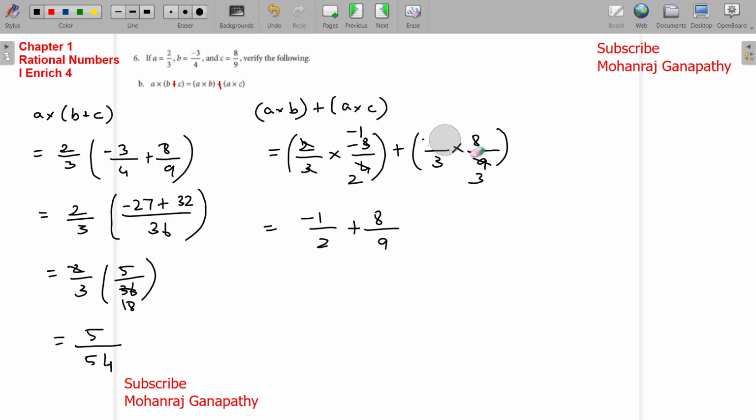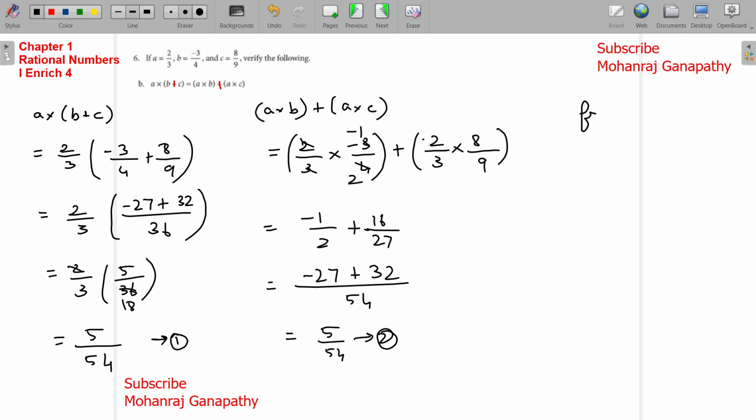Okay, I made a mistake. 2 by 3 and 9 cannot be cancelled. 16 by 27. LCM is 54. 2 into 27, so minus 27 plus 16 into 2, 32, which is equal to 5 by 54. From 1 and 2, it is verified. Change the question and try.